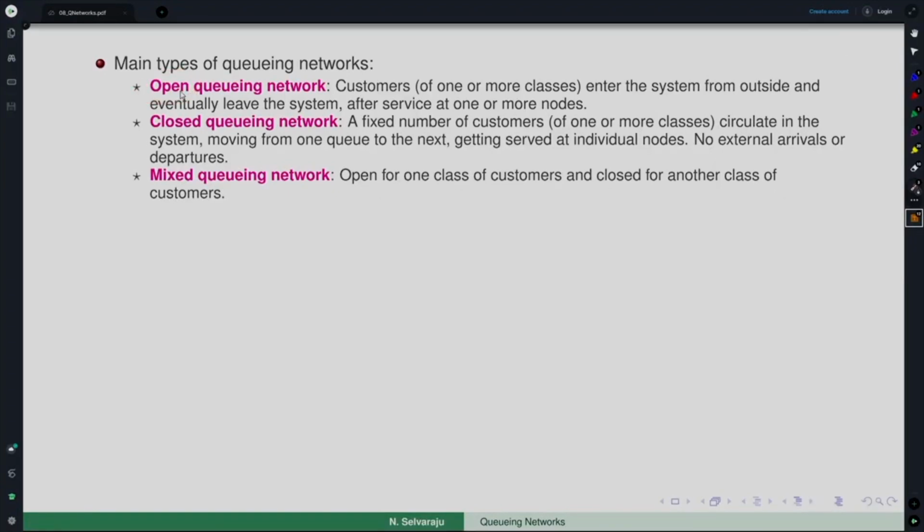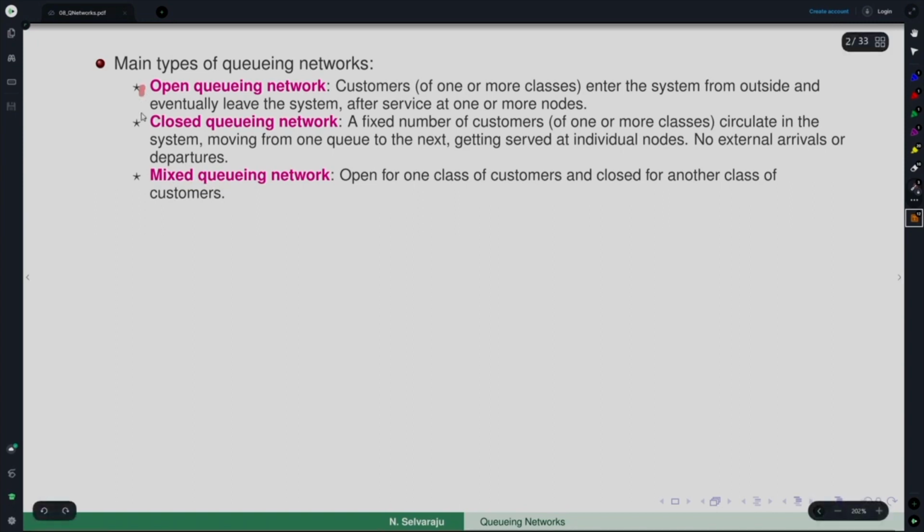As opposed to this open queuing network, we have what we call a closed queuing network, where a fixed number of customers, again they could be of single class or multiple classes, circulate in the system, moving from one queue to the next and getting served at individual nodes. Okay. So, here no external arrivals happen and no departures happen from the system. It is just that there is a fixed number of customers, right, who move from one queue to the other and get their service done, right. So, that is what a closed queuing network is.